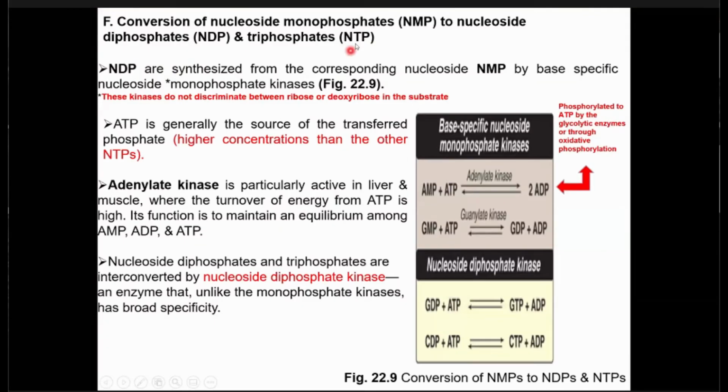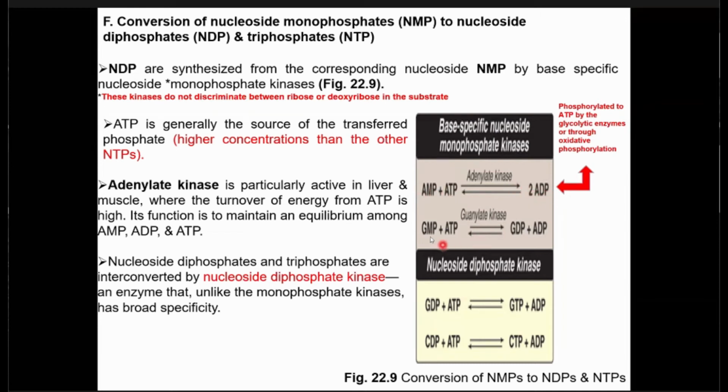So now, if you have an AMP, monophosphate, or GMP, how can you get to the diphosphate? Adenosine monophosphate, when you add to it a phosphate from the ATP, becomes adenosine diphosphate. And when you take out one phosphate from ATP, it becomes ADP. So one ATP becomes two adenosine diphosphate.